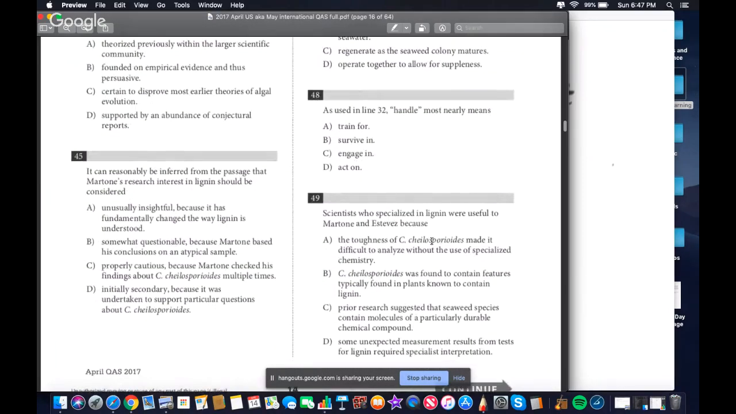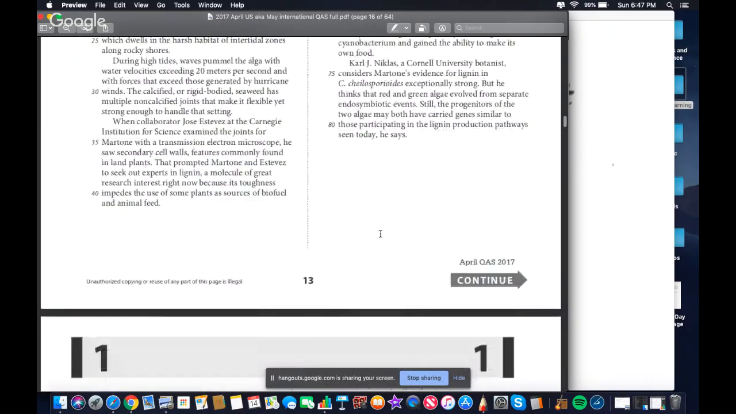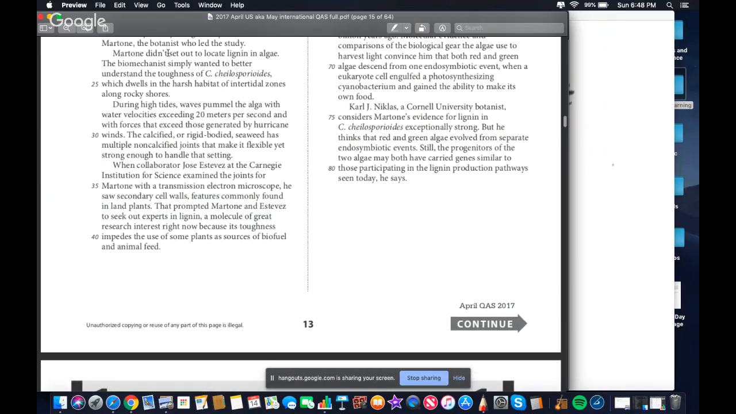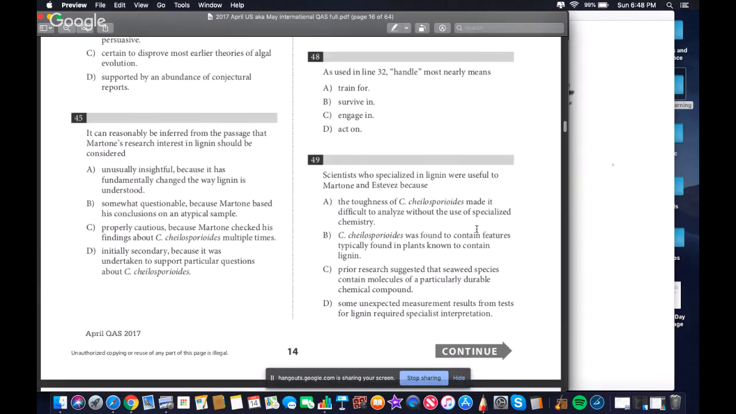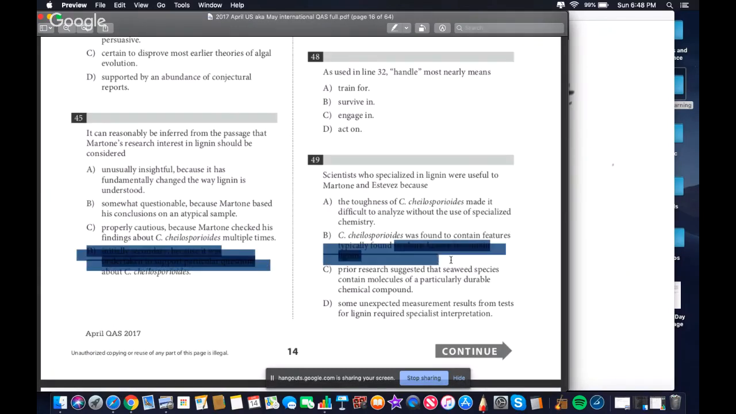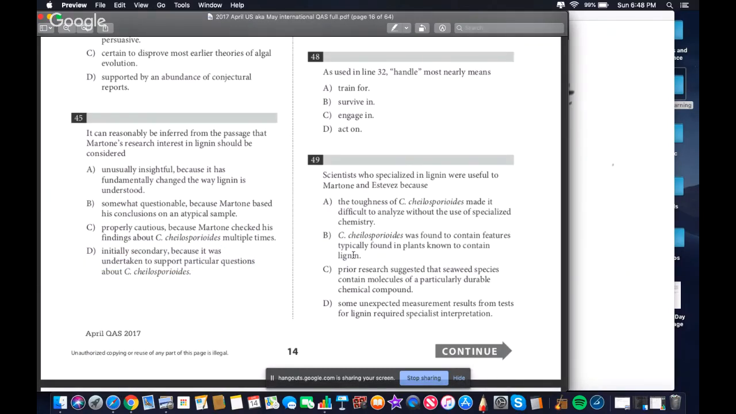We see features typically found in plants known to contain lignin. That's the tricky part because lignin, we learned earlier in this passage, was something that was found in land plants. So land plants maps on to this idea of plants known to contain lignin. That phrase right there. So that's a particularly hard one.